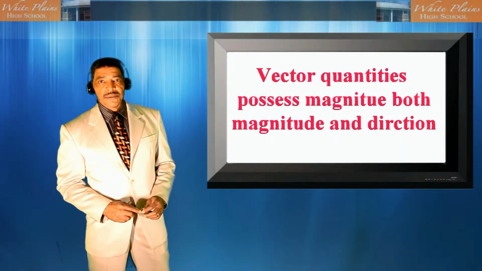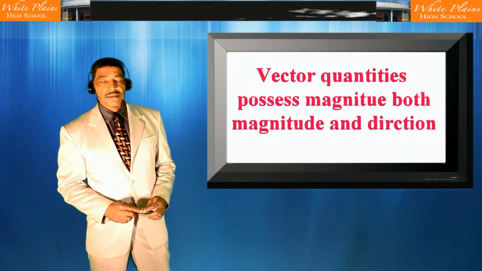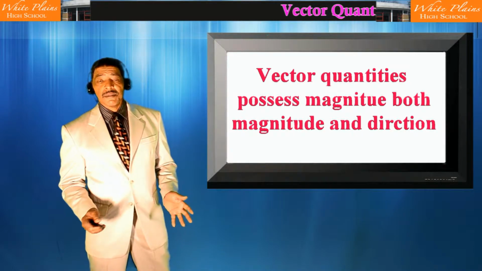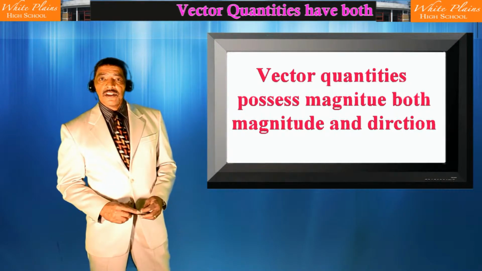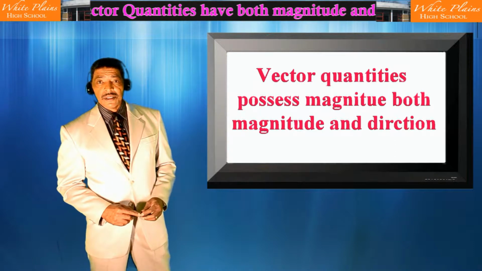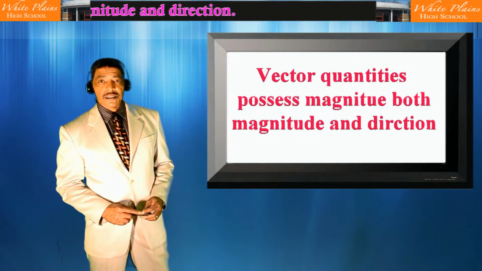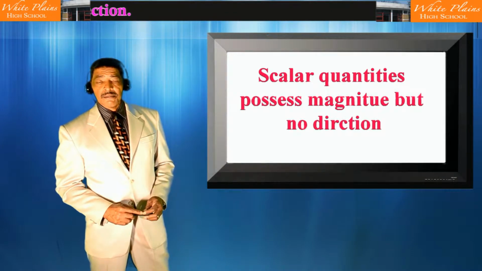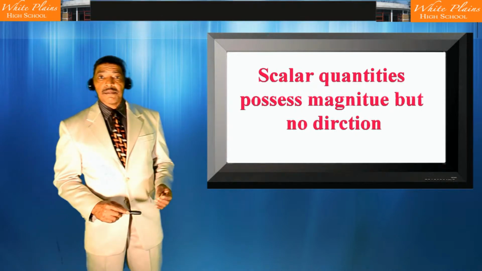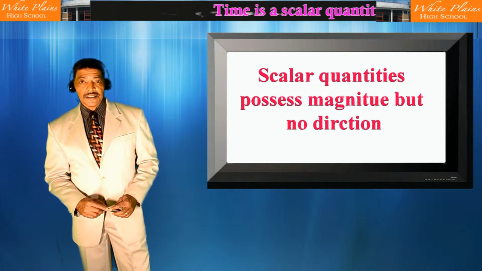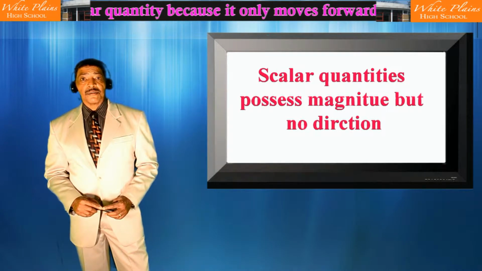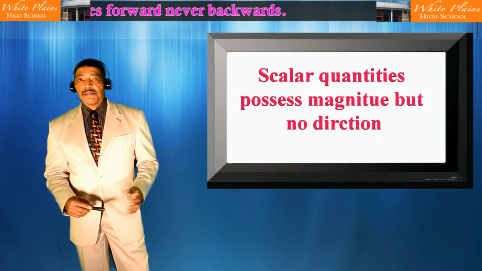Before applying the displacement equation to an actual practice problem, a couple of important points should be made. First, displacement, acceleration, and velocity are examples of vector quantities, where a vector quantity possesses both magnitude and direction. Time and mass are examples of scalar quantities. Scalar quantities possess magnitude, but no direction.